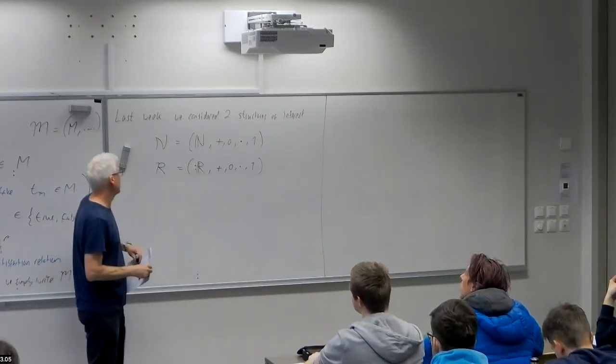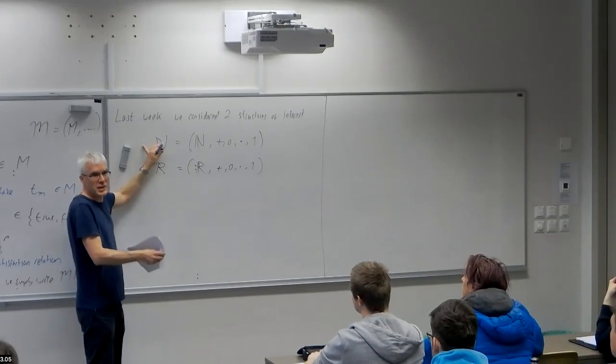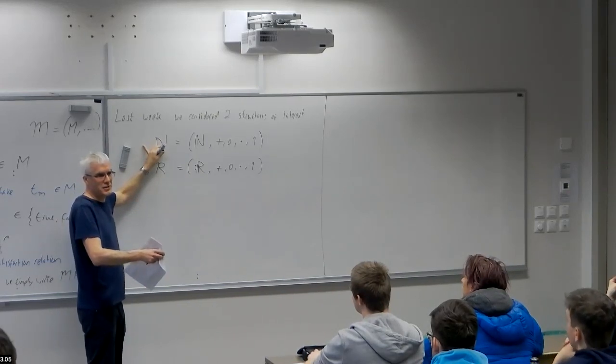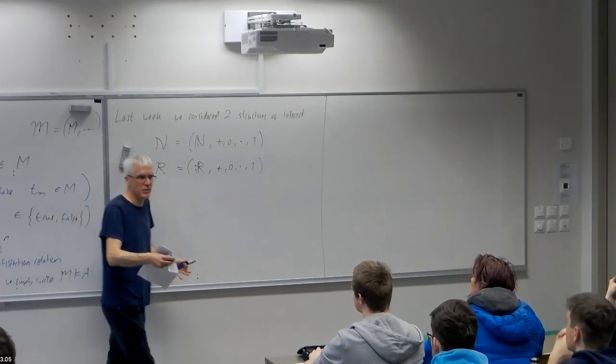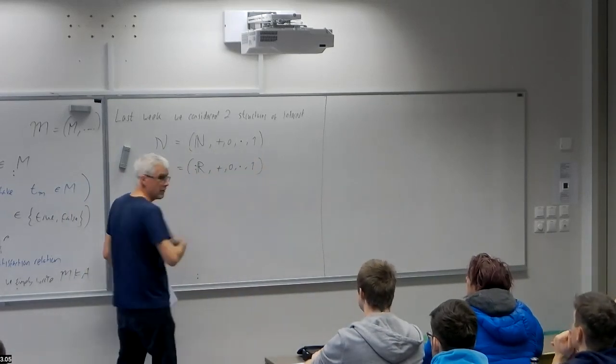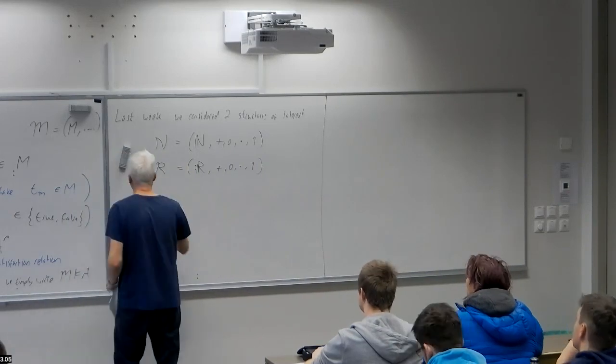And so we simply collect together all the true sentences as a set, and say that's an important piece of data about the structure. These are the sentences that are true, and we call this the theory of the structure. So all the facts that are true in the structure.